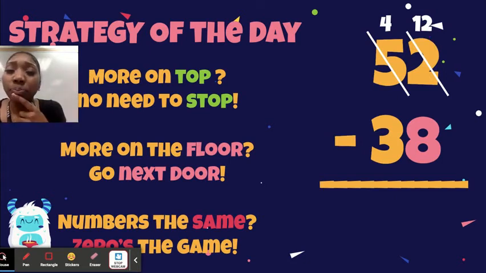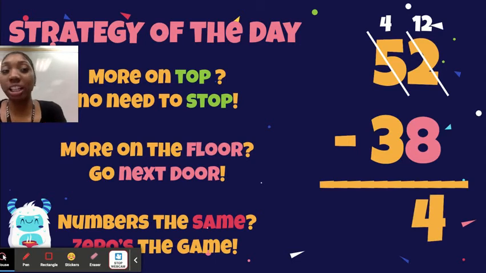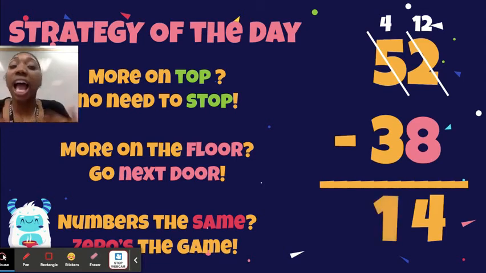So now I can go back to the first part of my rule. If there's more on top, then no need to stop. So now I have 12 minus 8. So 8, 9, 10, 11, 12. And so I know 12 minus 8 is 4. And now I have 4 minus 3. Well, if I have 4 and I'm taking away 3, 1, 2, 3, then I have 1 left. And so I know that 52 minus 38 is 14.